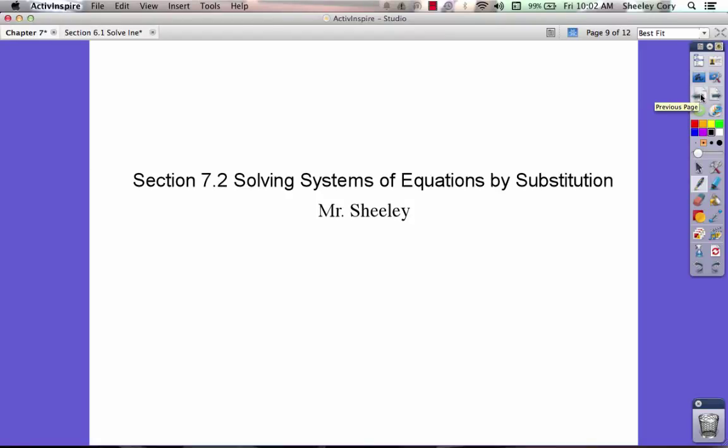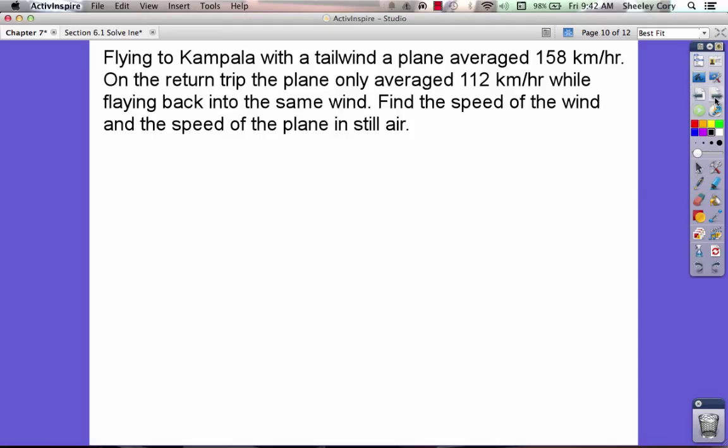Okay, today's lesson is going to be over section 7.2, solving systems of equations by substitution. Okay, the first problem we're going to do is a story problem.